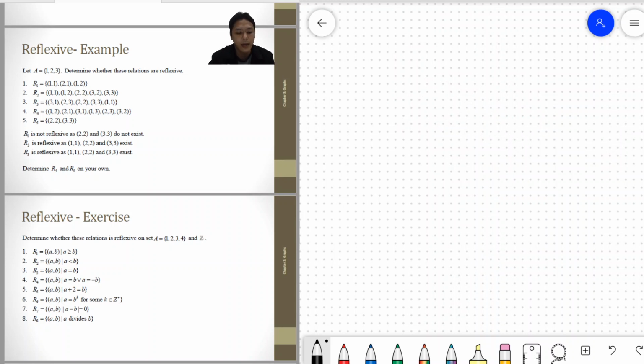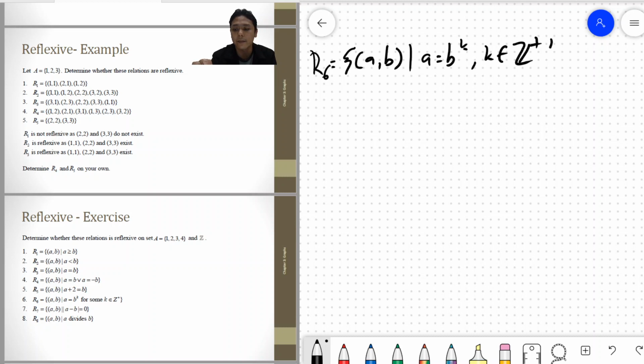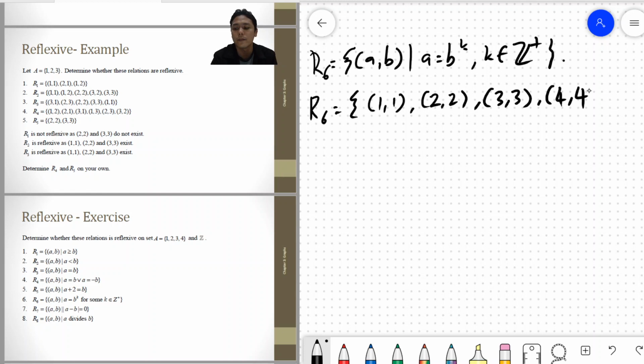Moving forward to R6. R6: (a, b), a equals to b to the power of k, k is a positive integer. You must know how to list down all the ordered pairs first. And the ordered pairs that satisfy this relation are (1, 1), (2, 2), and also (4, 2). There you have it. You already can see that R6 is definitely reflexive.